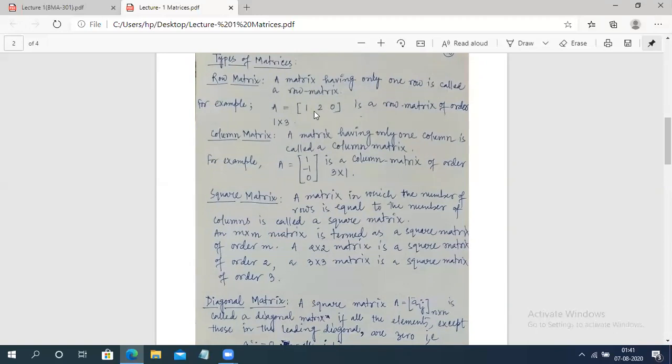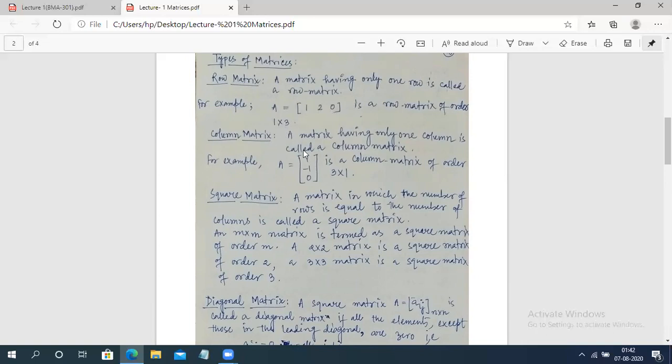Here we are giving where A is a matrix like this, 1, 2, 0. So there is only one horizontal line, so there is only one row. So this is a row matrix and the number of columns is 3. 1, 2, 3. So this is a row matrix of order 1 by 3.